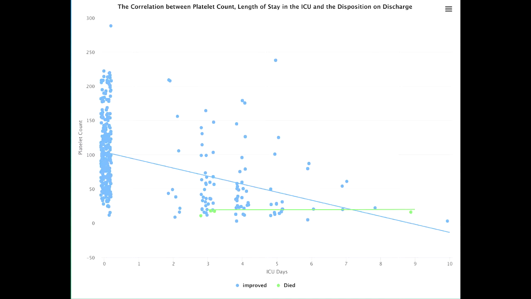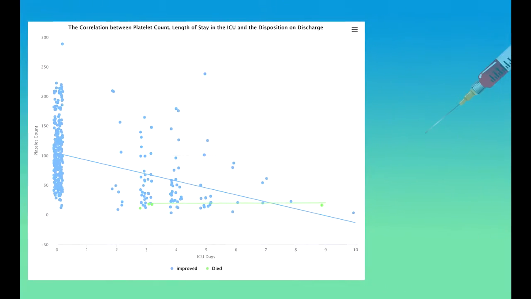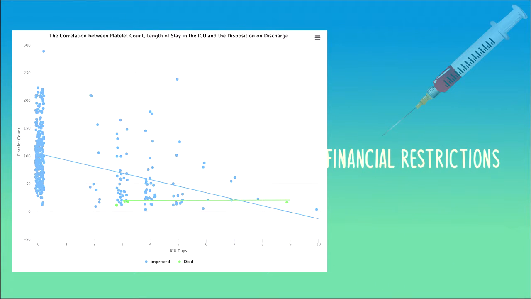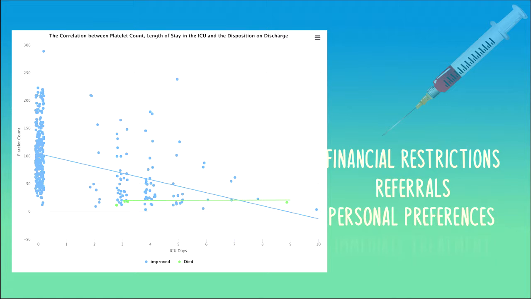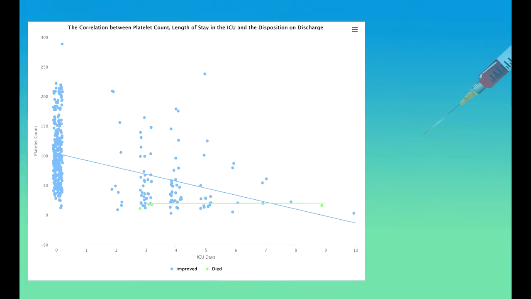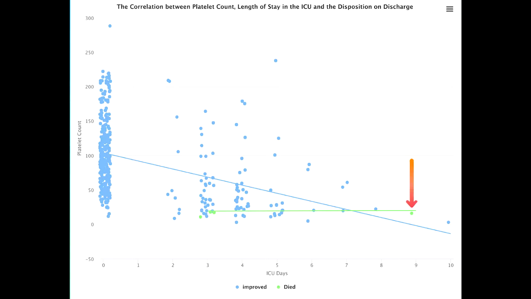To explain this, it can be seen on the 0 to 2 days length of ICU stay how there were patients who have a low platelet count but have spent a short amount of time in the ICU, possibly due to external influences such as financial restrictions, referrals, personal preferences, and or immediate treatment. There are also some patients who have a low platelet count and have died even with a longer duration of stay in the ICU. Conversely, there are also patients who have a low platelet count, have stayed longer in the ICU, and have shown improved conditions.